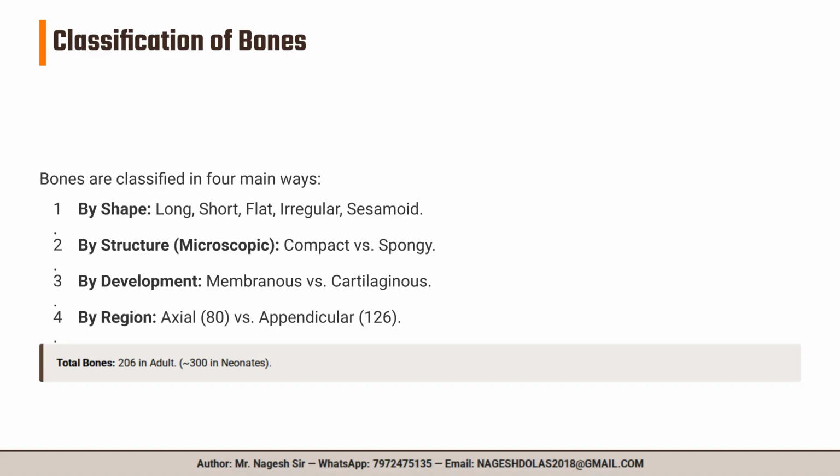types. Bones are classified in four main ways: by shape, including long and flat, by microscopic structure, such as compact versus spongy, by development, and by region, distinguishing between axial and appendicular skeletons. There are 206 bones in an adult.